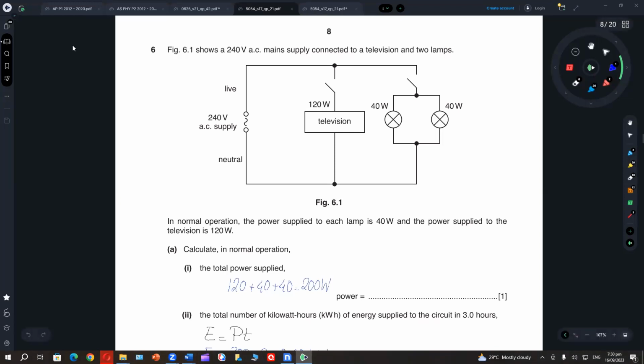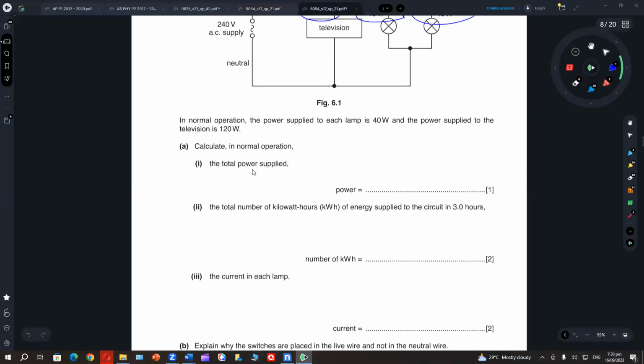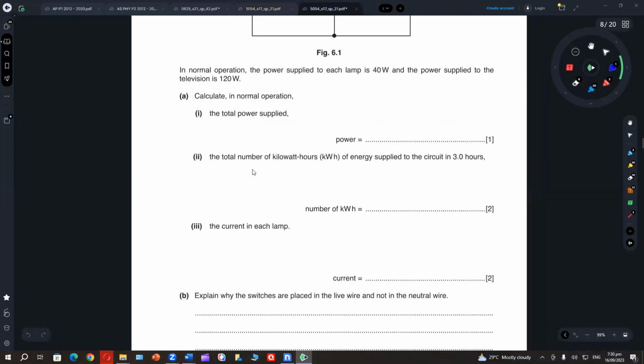Now read the next part. The screen is not coming. Calculate the total number of kilowatt hour of energy supplied to the circuit in 3 hours.